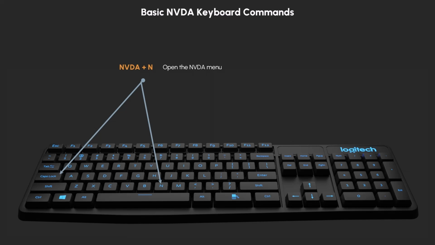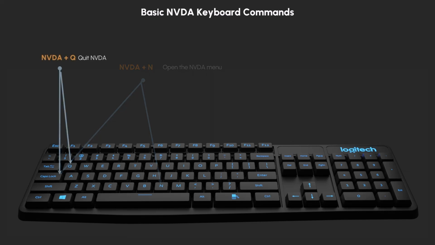NVDA provides a variety of useful commands to enhance accessibility testing. For example, to quickly open the NVDA menu, you can press NVDA plus N. When you need to exit NVDA, you can do so easily by using the shortcut NVDA plus Q. This allows you to close the screen reader without navigating through the interface manually.